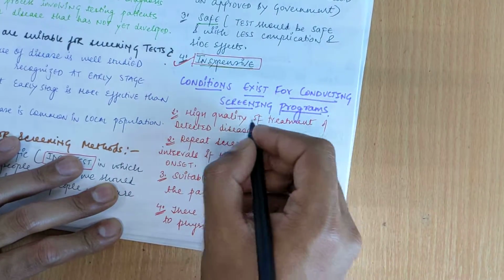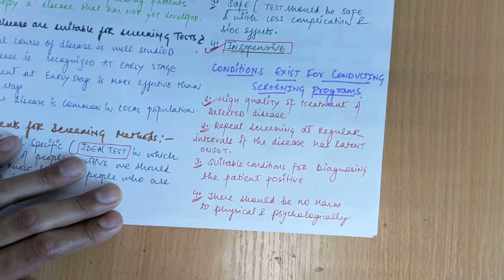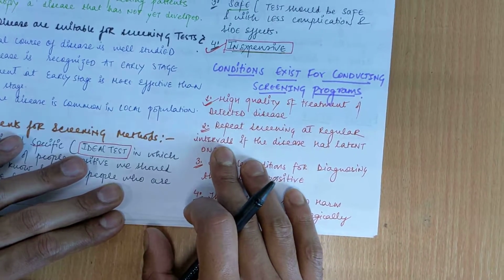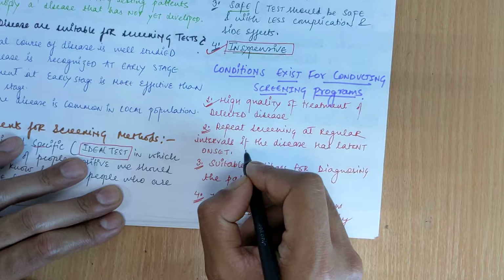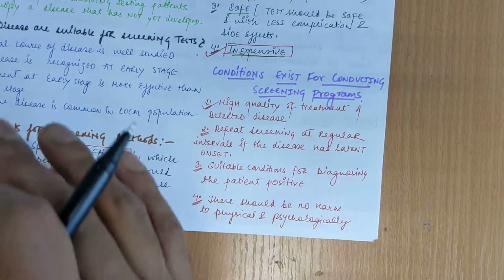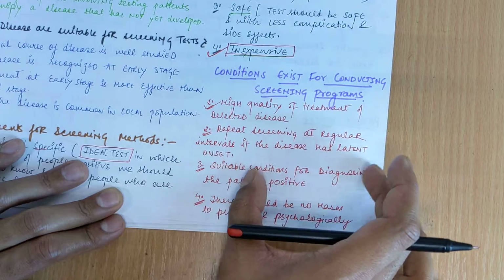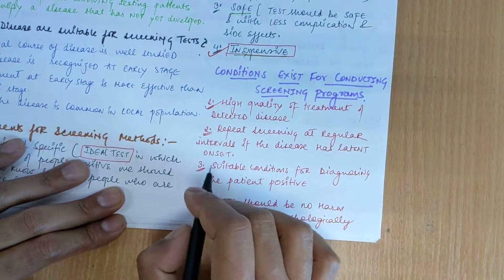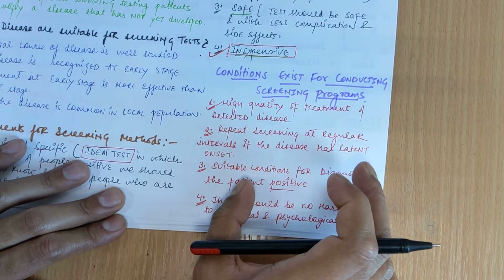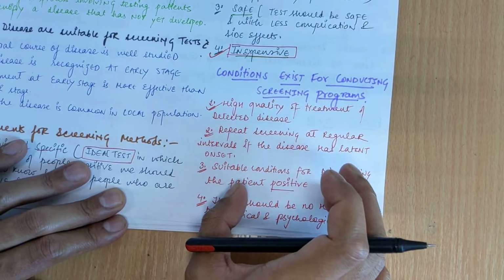Now the conditions for conducting screening programs are, first, high quality of treatment for the detected disease. If the cancer or disease has been detected, then there should be high quality treatment for that type of disease. Second, repeat screening at regular intervals if the disease has a latent onset. If the disease develops later on, we should do regular interval screening tests for that disease. Third, suitable conditions for diagnosing the patient as positive. We should know the conditions when the patient can be positive, so there should be a suitable condition when the test is to be done.